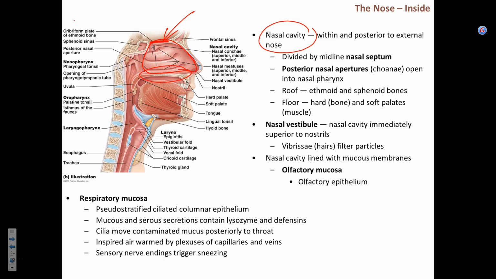The floor of the nasal cavity is formed by the palatine and maxillary bones that form the hard palate, the bony structure. So that's the hard palate. And the soft palate here with the protruding uvula is the muscular structure. Okay.